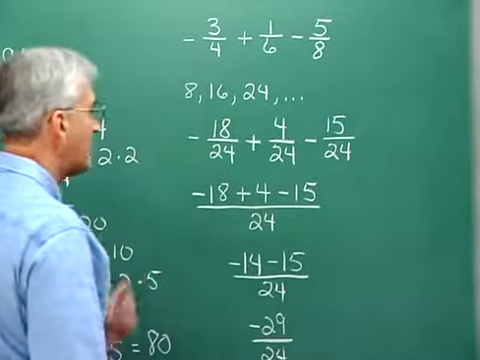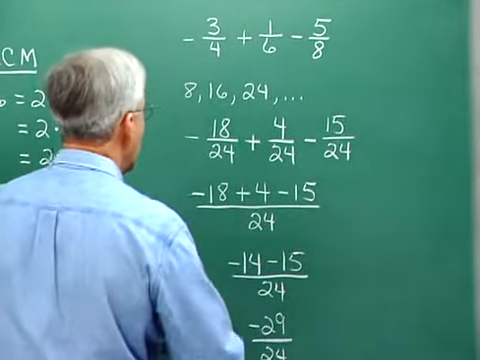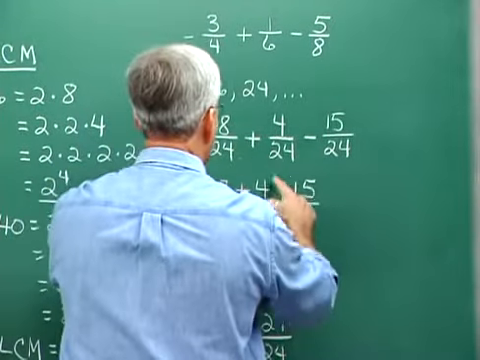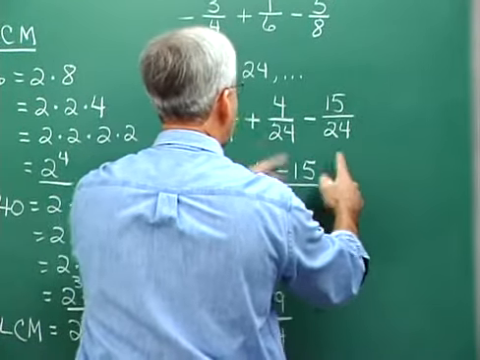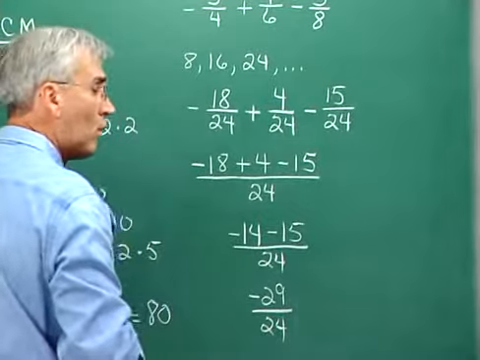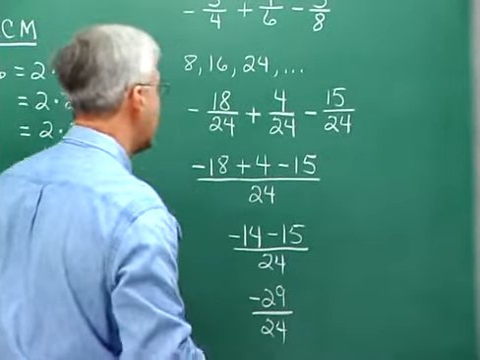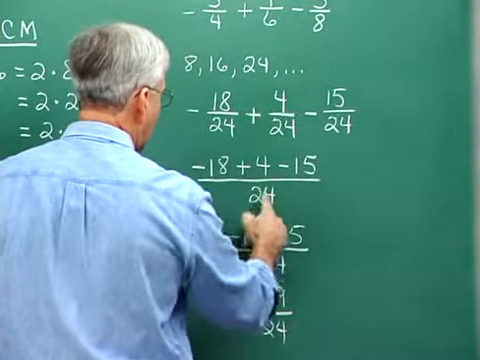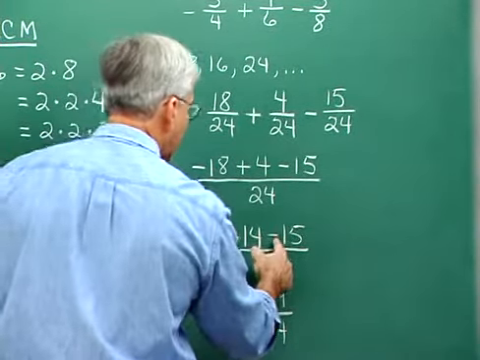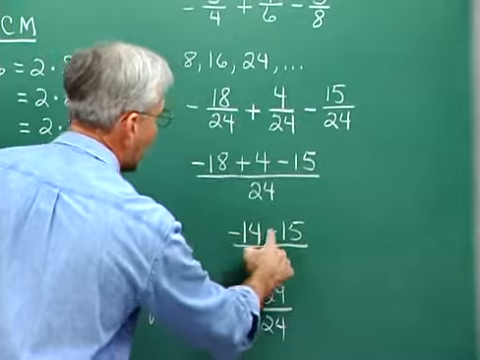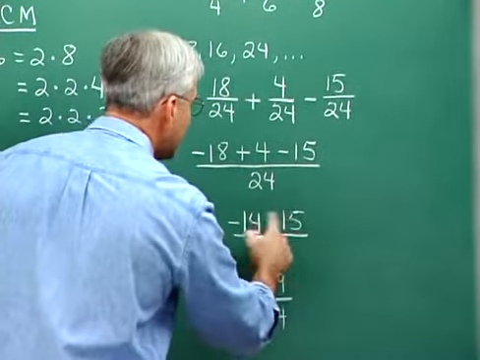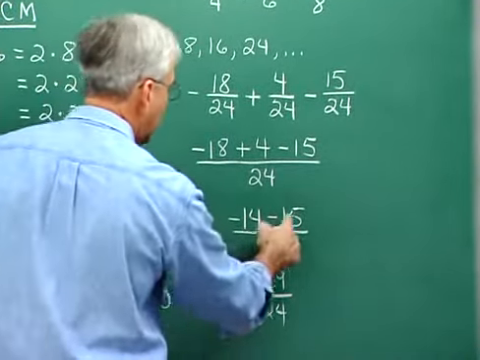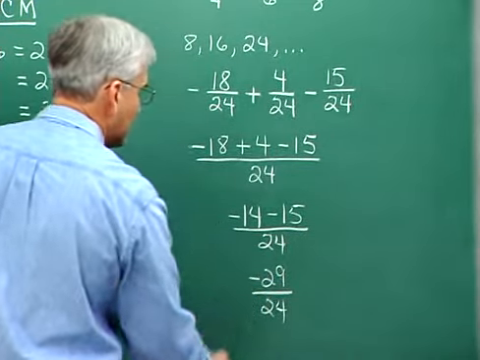Now that we have common denominators, we collect numerators. So we have negative 18 plus 4 minus 15 all over the common denominator 24. And now it's just a matter of collecting these integers in the numerator. Negative 18 plus 4 is negative 14. Bring down the negative 15. Collecting these two, the signs are the same, so we add the digits and attach the common sign. 14 and 15, 29. Common sign is negative.